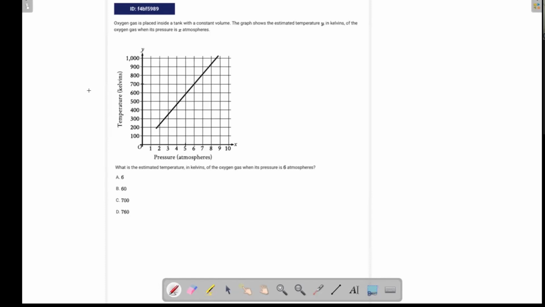So here's the next problem. Oxygen gas is placed inside a tank with a constant volume. The graph shows the estimated temperature Y in kelvins of the oxygen gas when pressure is X in atmospheres. What is the estimated temperature in kelvins of the oxygen gas when the pressure is 6 atmospheres?